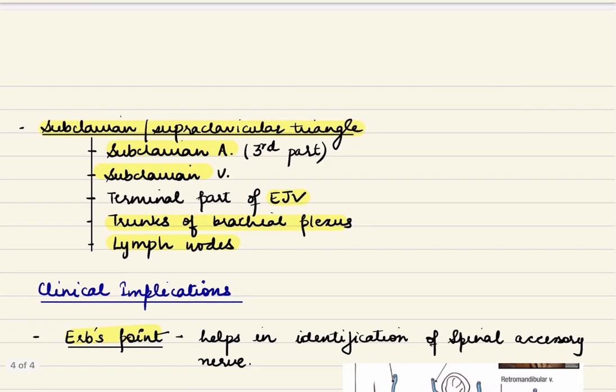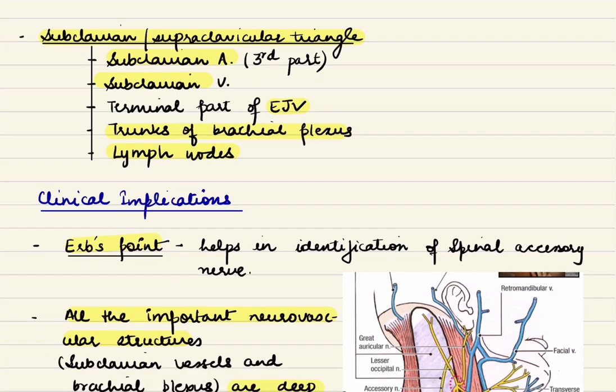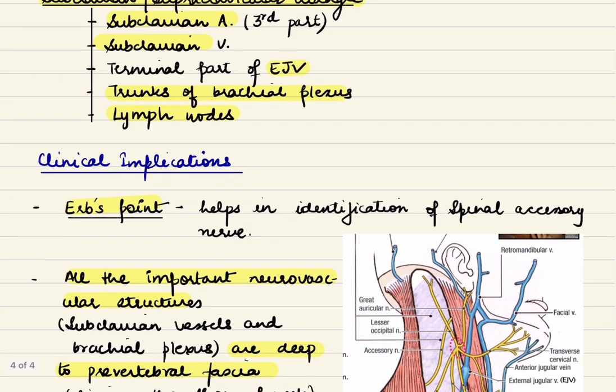Now, the contents of the inferior triangle. The most important contents are the subclavian vessels: the third part of the subclavian artery, the subclavian vein, and the terminal part of the external jugular vein before it drains into the subclavian vein. Another important structure in this area is the brachial plexus, and lymph nodes are also present in this triangle. So this was about the anatomy.